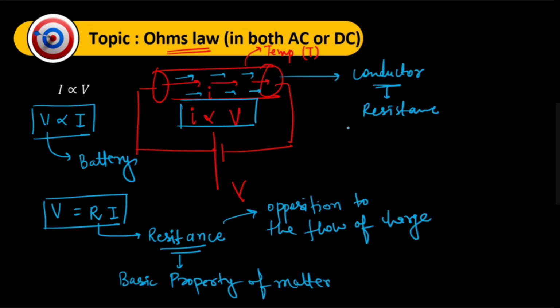The SI unit of measuring this resistance is the ohm, based on the name of the scientist, Ohm. Also, if we want to define 1 ohm, 1 ohm is nothing but 1 volt per 1 ampere.